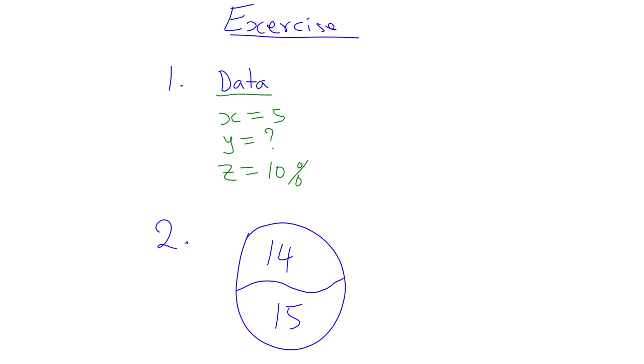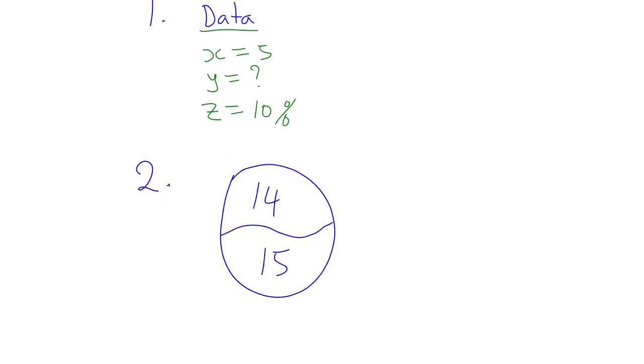So these are two exercises I have for you. The first one is very straightforward. Here is the data. Just use the data to answer the question. Just find y. Change the subject of the formula to make y the subject of the formula. Then put in this data of x and z.